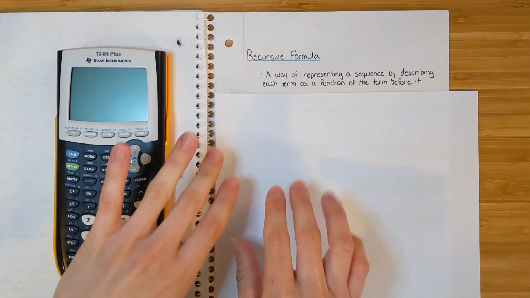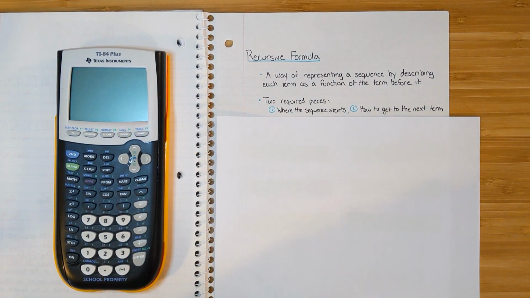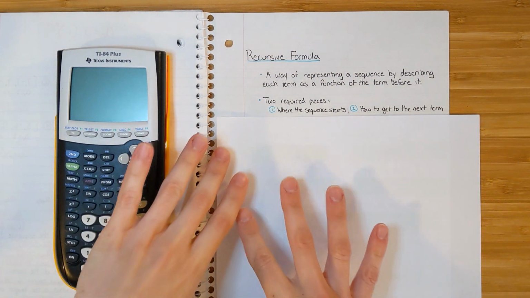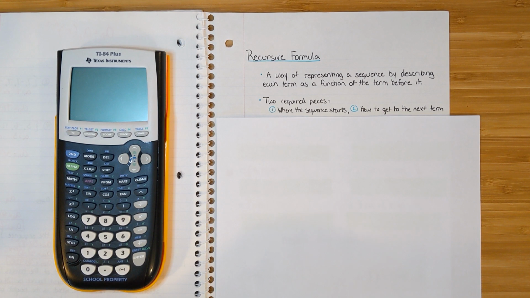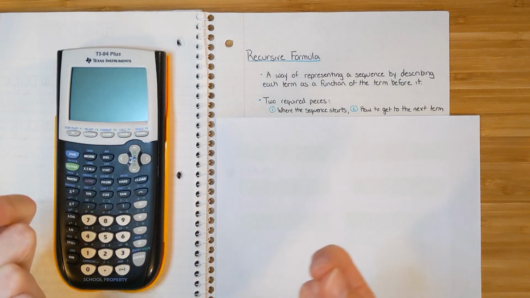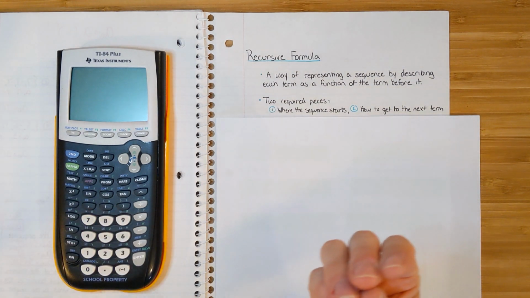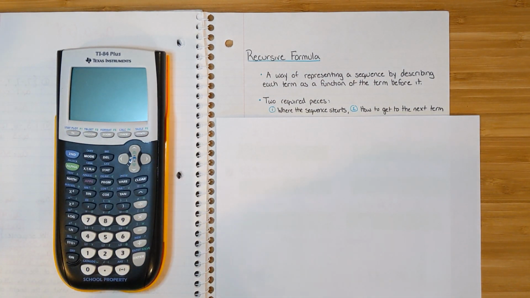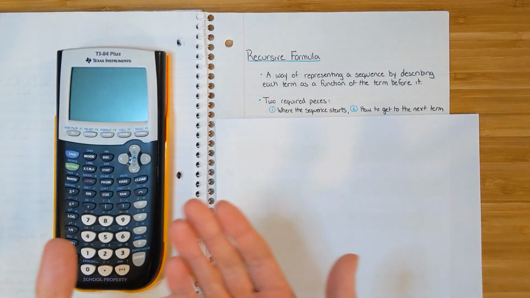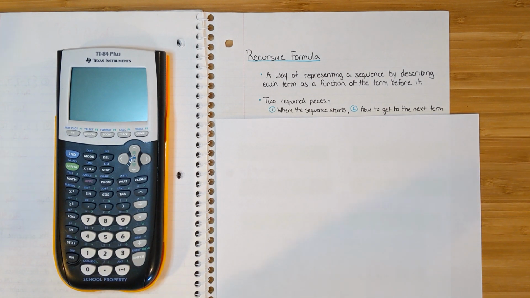There are two requirements for a recursive formula. You need to always tell the reader where the sequence starts and how to get to the next term. Because if I sat here and I said, I'm thinking of a sequence where every term is the number before it multiplied by 5, we could all think of different sequences that have that pattern. The difference being maybe I start at the number 1 and then continue to multiply by 5, whereas someone else may start at the number 7 and continue multiplying by 5. So it's really important to write where the sequence starts and how you get to the next term.